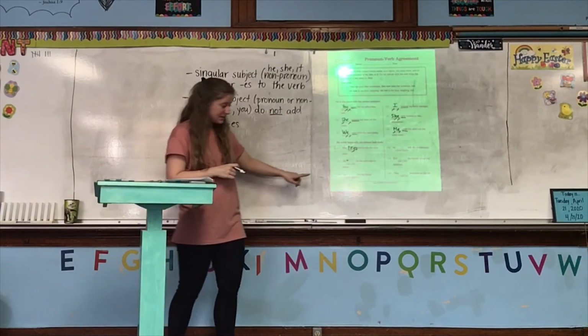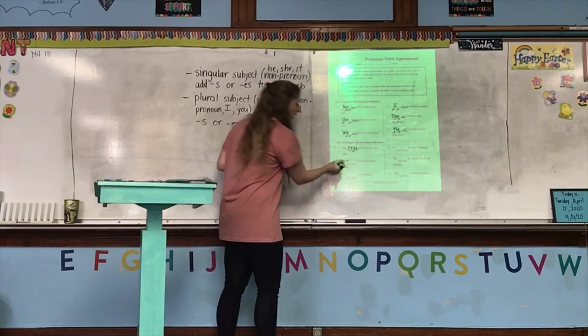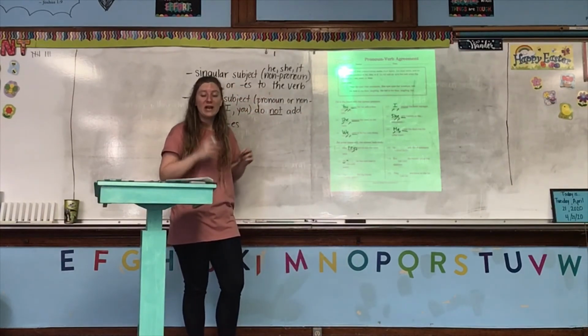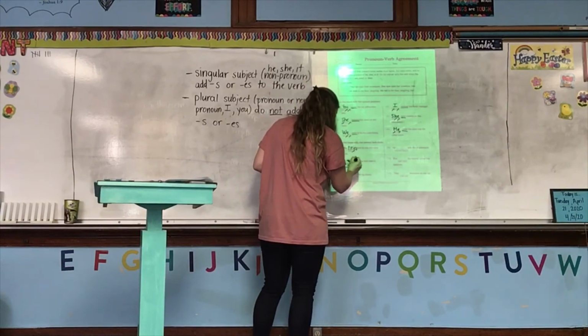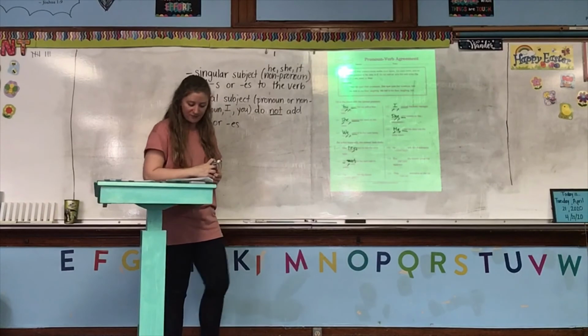Now number 8, he blank for the next train to arrive. Our subject is he. Anytime we have he, we add S, so it can't be wait, it has to be he waits for the next train to arrive. Train, not chain.